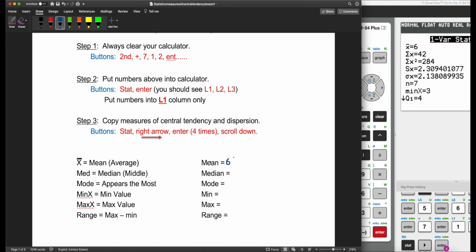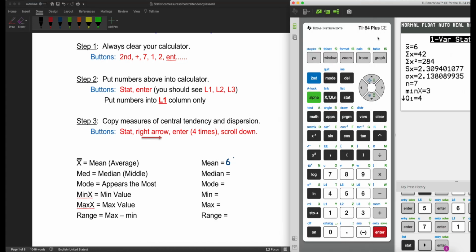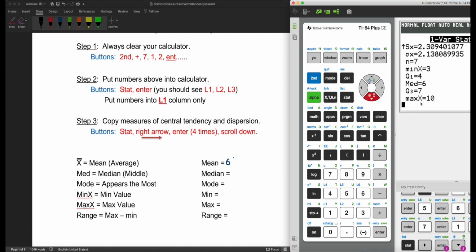Next up is your median. Now notice in the calculator, you don't see anything that says median here. And that's why we're going to scroll down, because there's more information here for you. And as you scroll down, you get to max. That's the end of it. Notice your median is now here for you. That is 6.